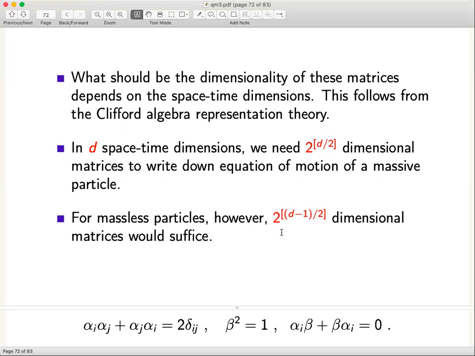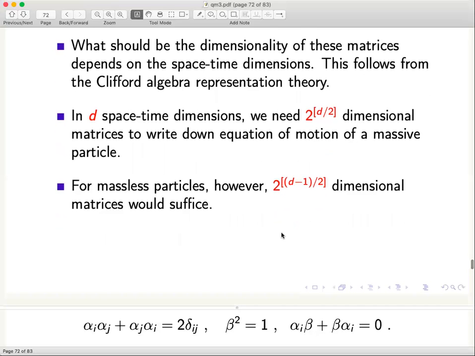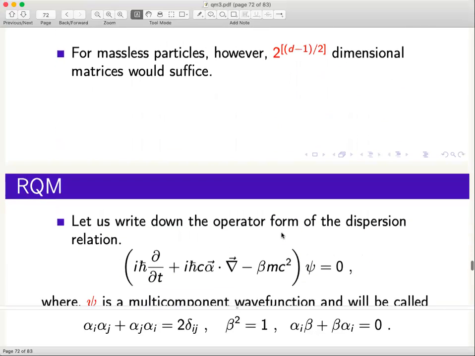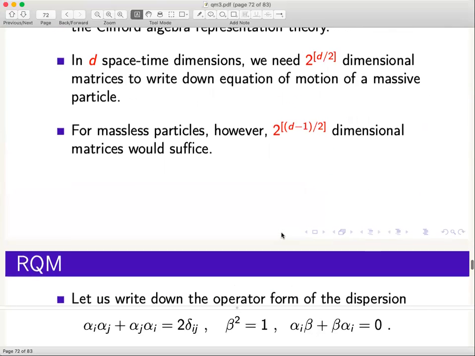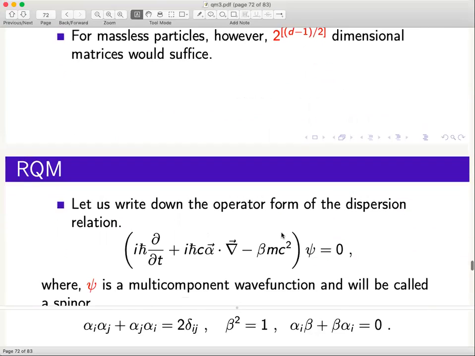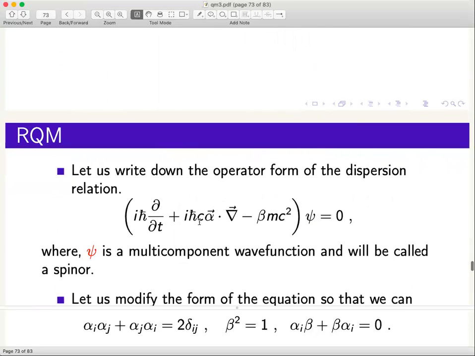So we do have both the representations. We write down the 2-component formulation as well as the 4-component formulation, and clearly you need the 4-component formulation for massive particles. You could, if you wish, write down a 4-component formulation for massless particles, but it's a lot of redundancy. You don't have to do that. You can write it in terms of the 2-component formulation.